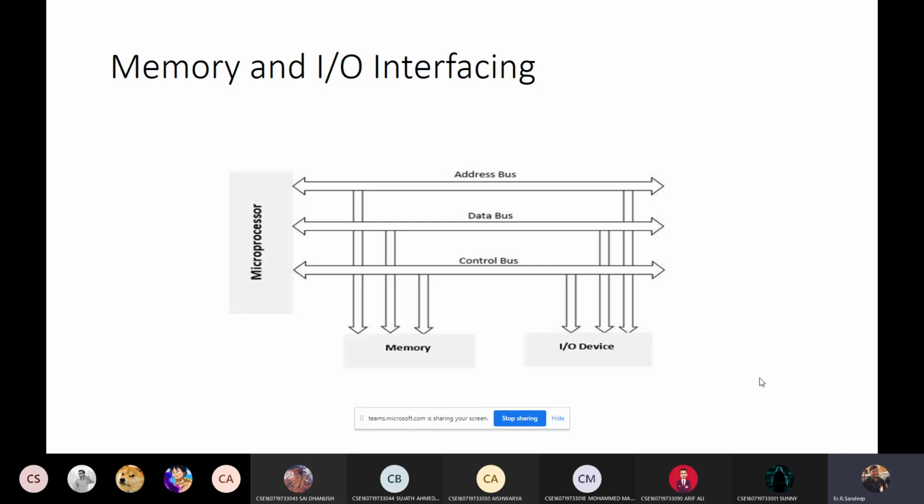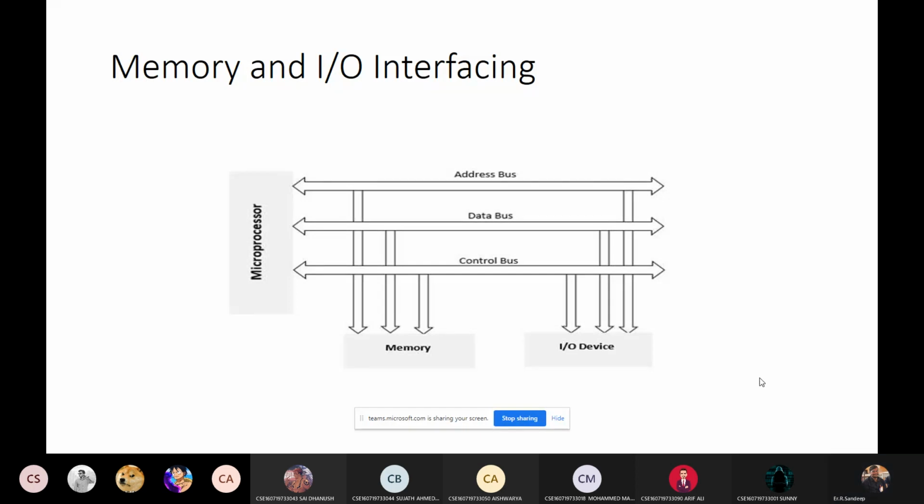So just now I discussed the interfacing: what are the various types of interfacing devices that we are going to use, and what is an interface? An interface acts as an intermediate between the devices which we are connecting and the system bus, right? Memory interfacing and IO interfacing are two different topics: memory interfacing on one hand and IO interfacing on the other.